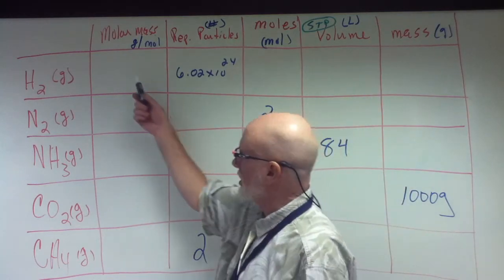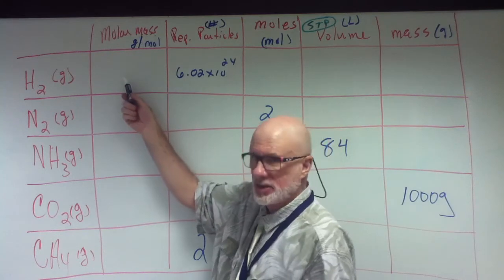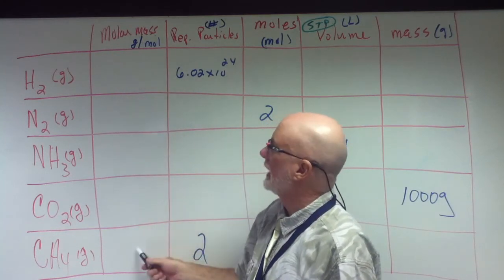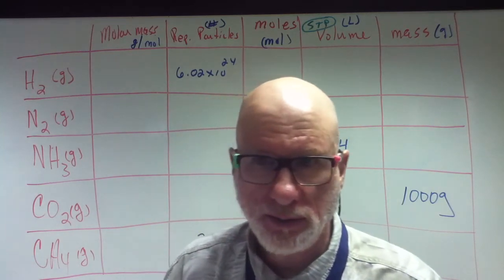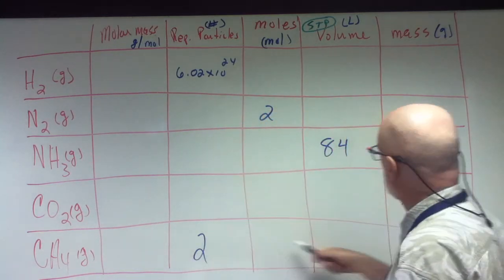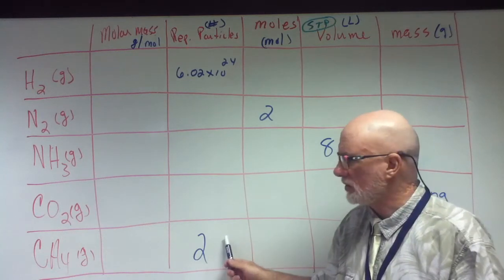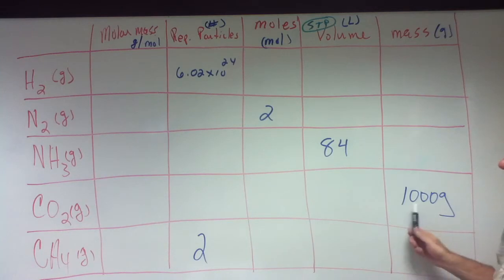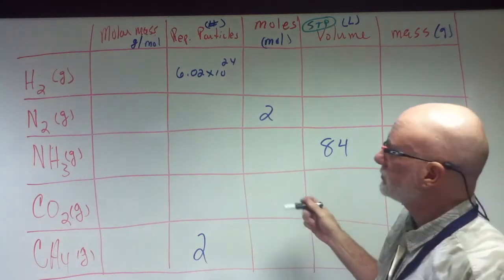So this first column is independent of the rest. These are the molar masses, which is grams per mole. What is the mass of 1 mole of a particle? Yes? And then these columns will be dependent on the first one. So if I know there's 2 particles of methane here, I should be able to do these 3 columns and so on. Clear? Okay, so let's do it.